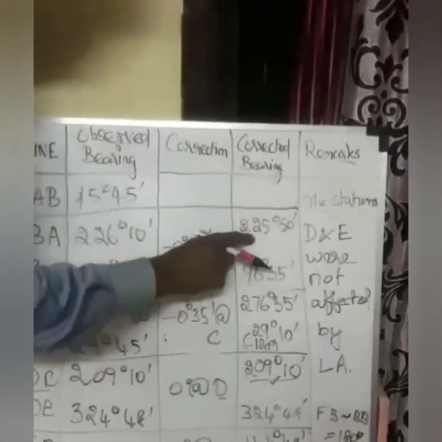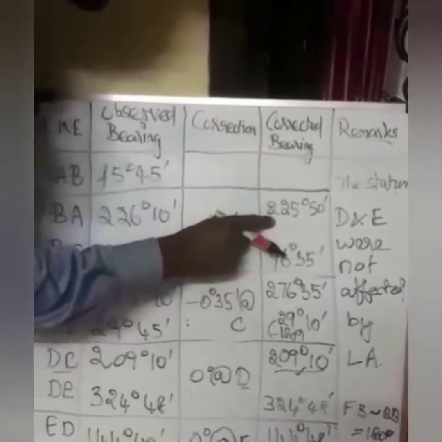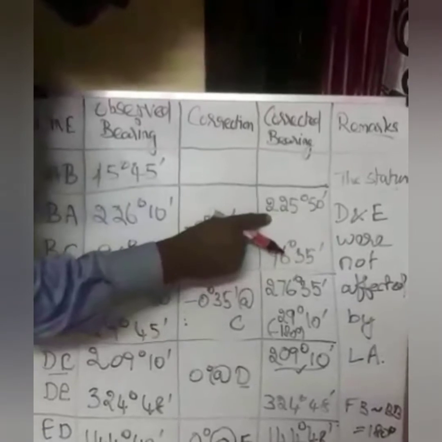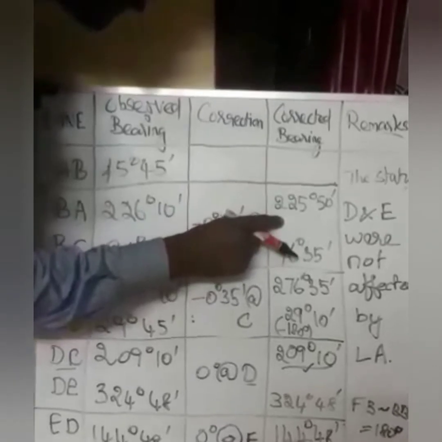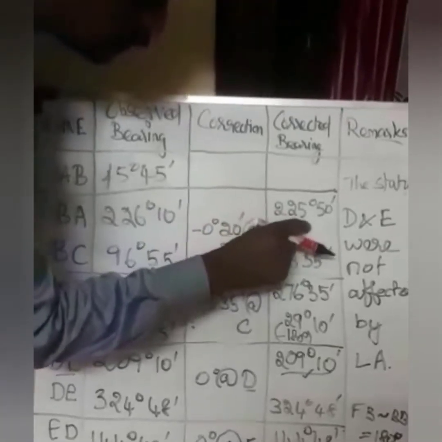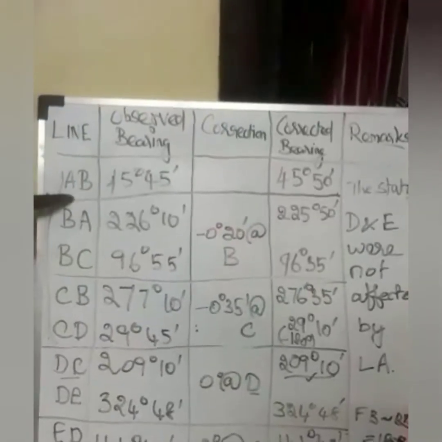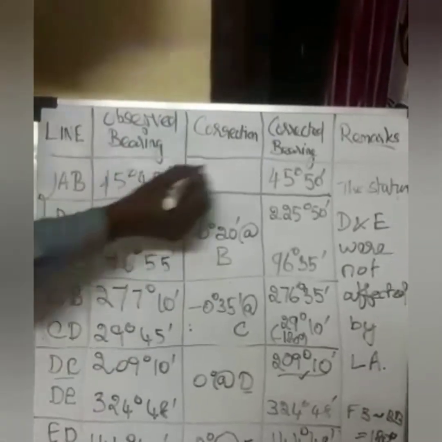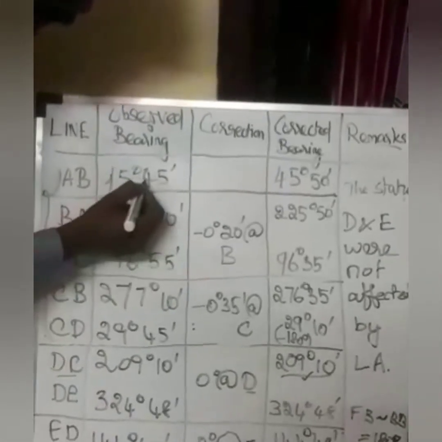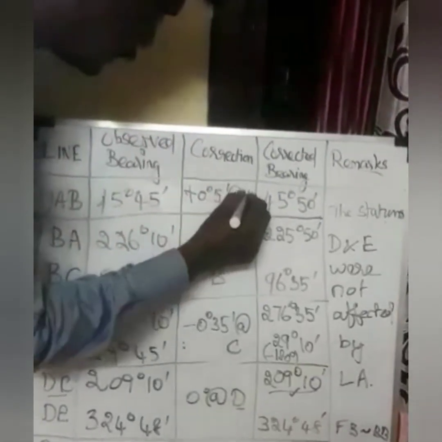From the corrected back bearing, the forebearing is calculated by using forebearing equal to back bearing plus or minus 180 degree. This corrected bearing is also greater than 180 degree, so we subtract 180 degree from the corrected one. 225 degree 50 minutes minus 180 degree is 45 degree 50 minutes. So this is also affected by local attraction. How much error here? 45 degree 50 minutes minus 45 degree 45 minutes, so plus 0 degree 5 minutes at A.